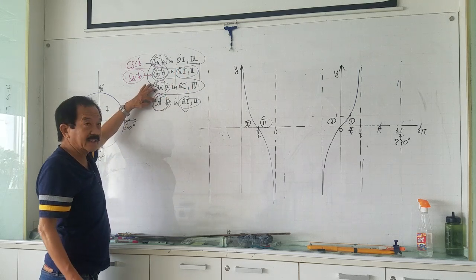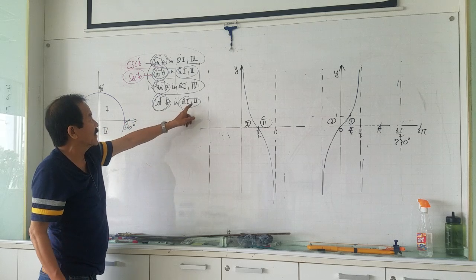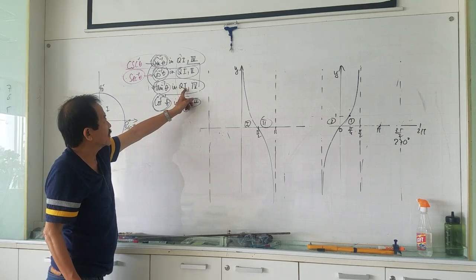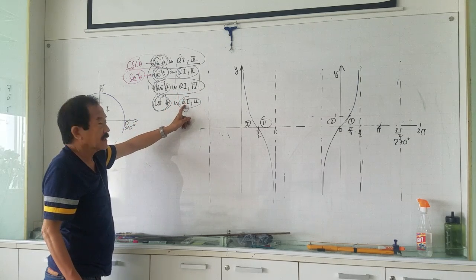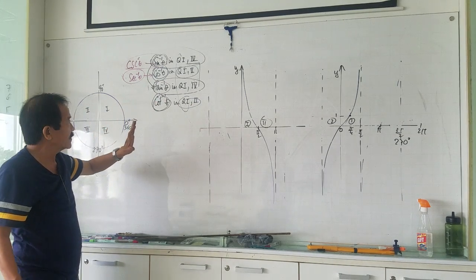However, tangent and cotangent are not. This one and this one are not the same restriction, right? Tangent is quadrant 1 and 4, cotangent quadrant 1 and 2. You see, math is weird. They're reciprocal, but they don't share.